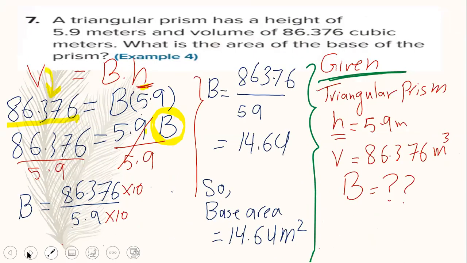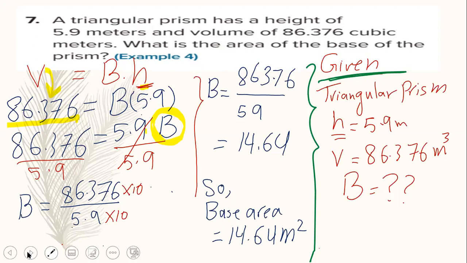And now we will move to the other objective, which is how to find a missing dimension if the volume is given. So the given here will be volume. This is exercise 7, page 485 in your textbook.